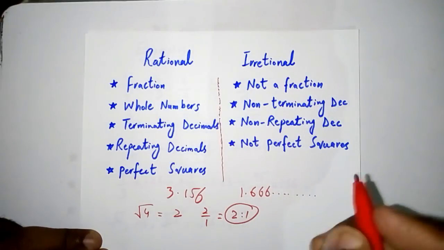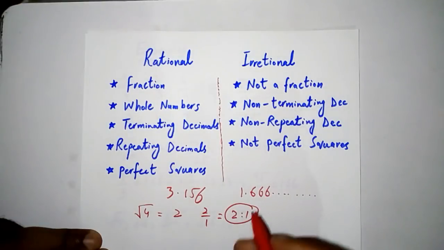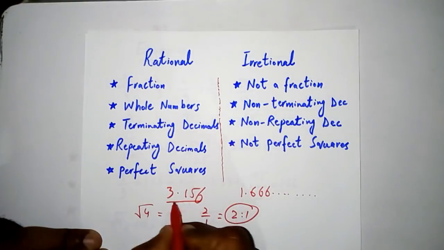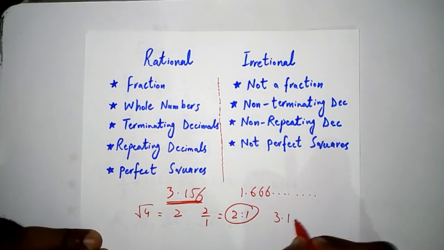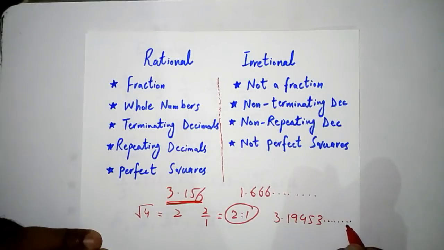The next category is non-terminating decimals. Okay, as I already told you, this is the terminating decimal, so it is a rational number. But if we have a number like 3.19453 and it is continuously going on, it is not terminating itself. Okay, so these are called non-terminating decimals and it is a category of irrational numbers.